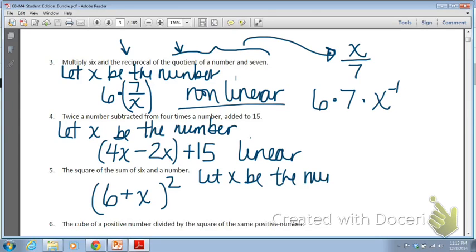Now I know this is getting a little monotonous on some of these to just always be writing let x be the number, the number, the number. But sometimes, and you saw that in the first lesson, it's not always clear what you're going to define x to be. In some of these, it's just the only variable in the phrase. Okay, so the square of the sum of 6 and a number. Okay, so we've got 6 plus x squared.